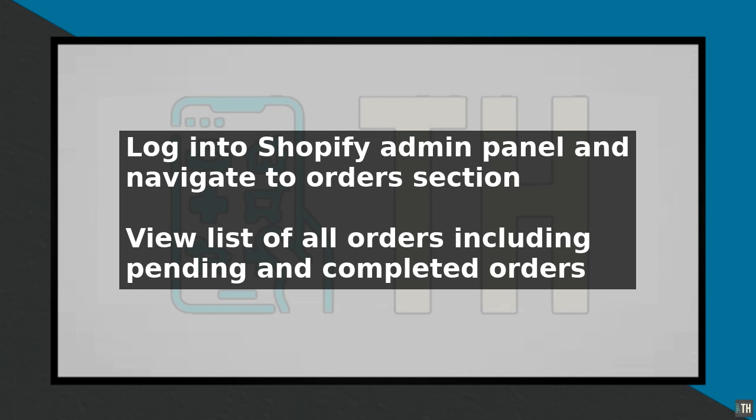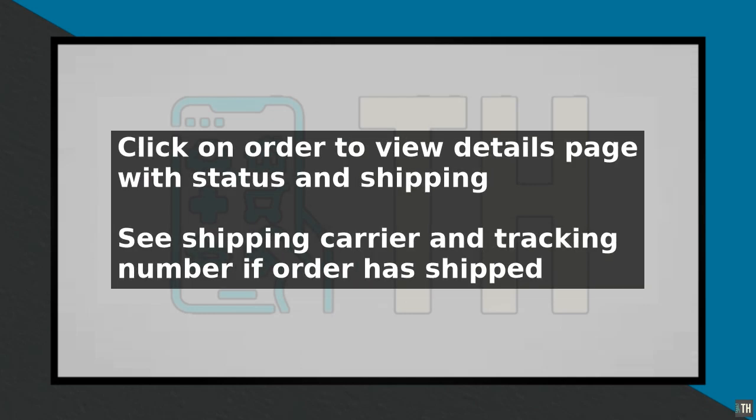On this page, you will see the order status, customer information, and the shipping details. If the order has been shipped, you will see the shipping carrier and the tracking number. To track the order, click on the tracking number, and you will be taken to the shipping carrier's website where you can see the current status of the shipment.